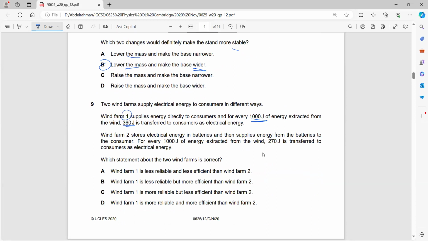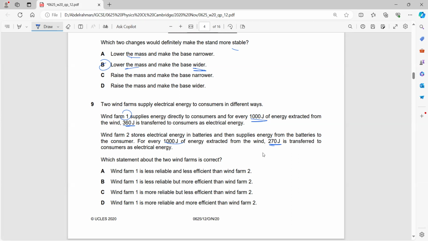This is wind farm one. Wind farm 2 stores electrical energy in batteries and then supplies the energy to the batteries or from the batteries to the consumers. For every 1000 joules extracted from the wind, 270 joules is transferred to consumers as electrical energy. Which statement about the two wind farms is correct? Which of them is more efficient or which of them is more reliable?